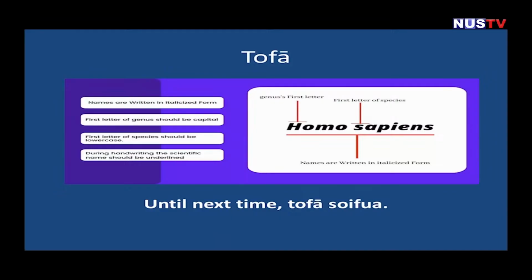Always remember, names are written in italics. If you are typing it out and printing it from the computer, a scientific name which contains the genus and the species is in italics. The genus always starts with a capital letter. And the species name starts with a lowercase or a small letter. If you are writing the scientific name, always remember to underline it. So underline both the genus and the species.